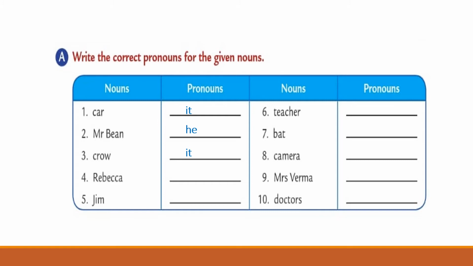Okay. Now fourth is Rebecca. It's the name of a girl. So which pronoun do we use for girls? Yes, she. Now fifth is Jim. Name of a boy or a man. So we will write he.